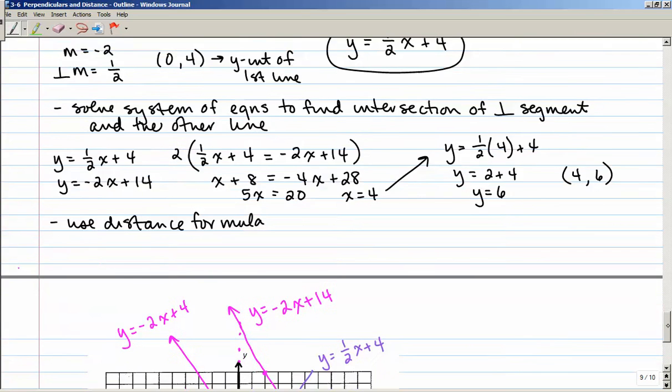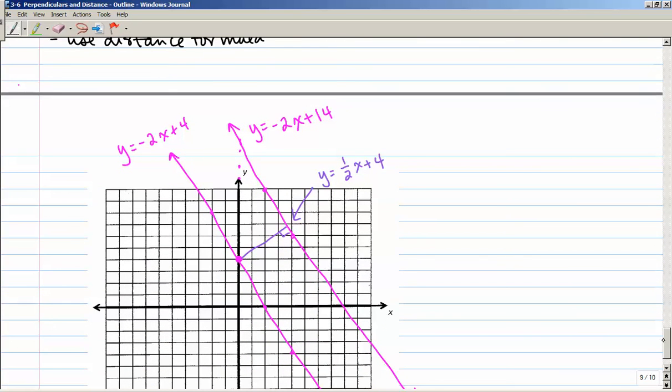Let's take a look at my graph and see how close I was to that. Not very close. So the point (4, 6), oh, it's actually this point right here. I'm going to go ahead and erase what I did before. Okay, so that's this line right here. That's the point (4, 6). This is the point (0, 4).